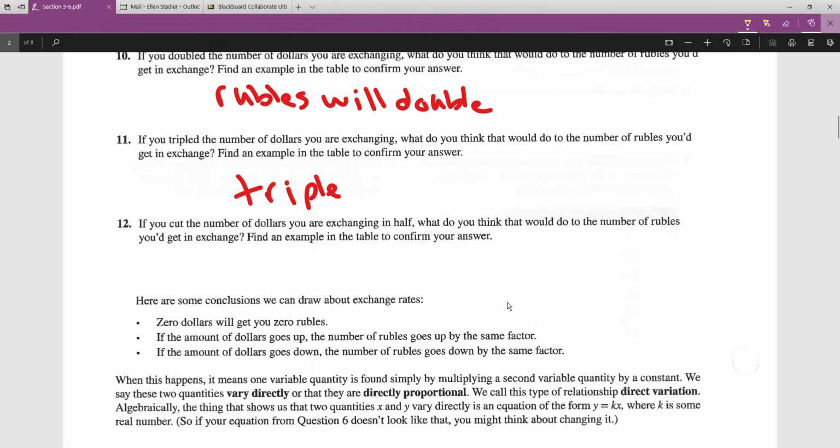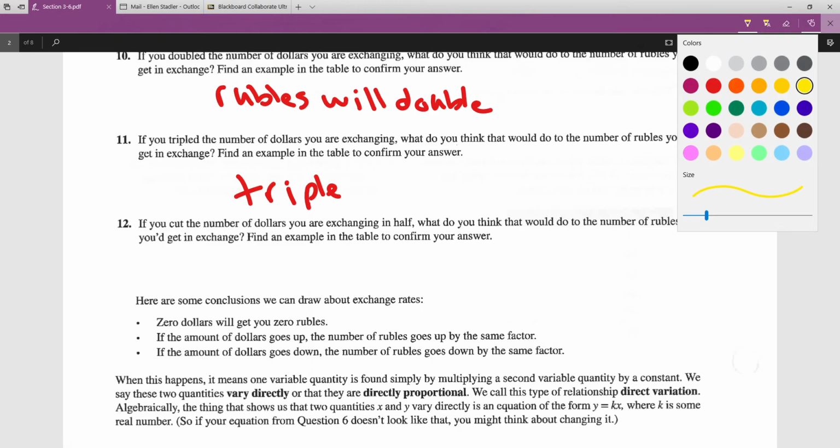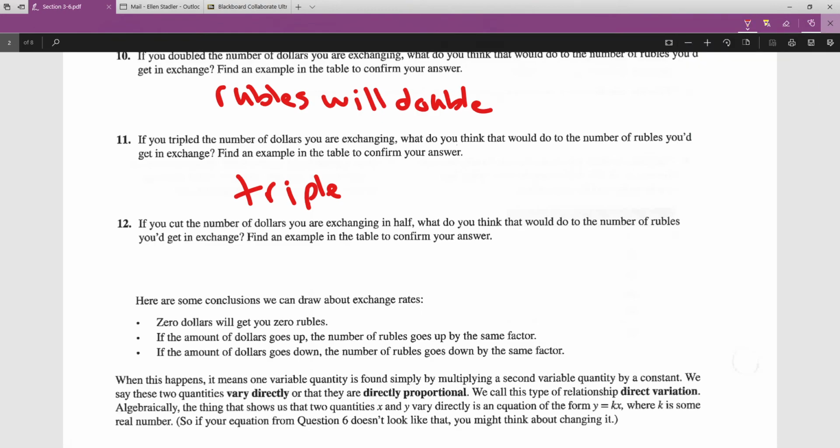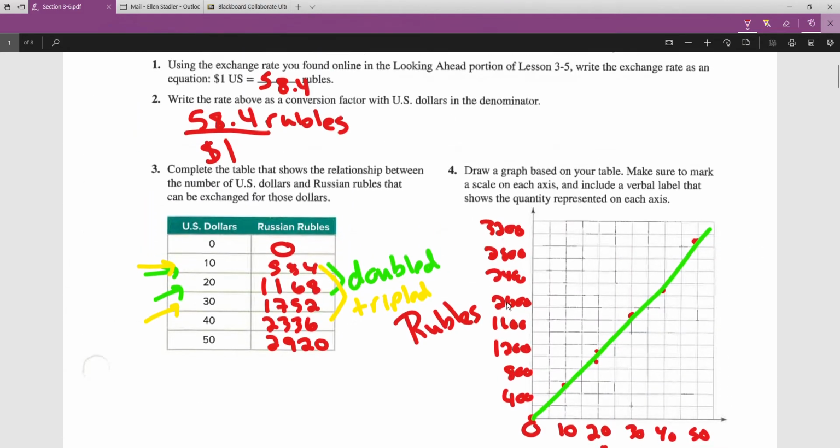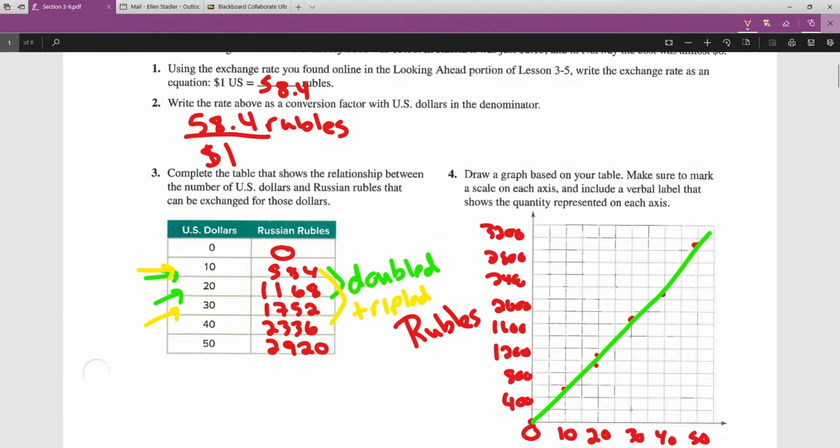If you cut the number of US dollars you're exchanging in half, what do you think will happen to the number of rubles you get in exchange? I think the number of rubles will also be cut in half. Let's go back to our chart to verify that. My chart's looking kind of messy. We'll pull a different color. Let's use purple this time.